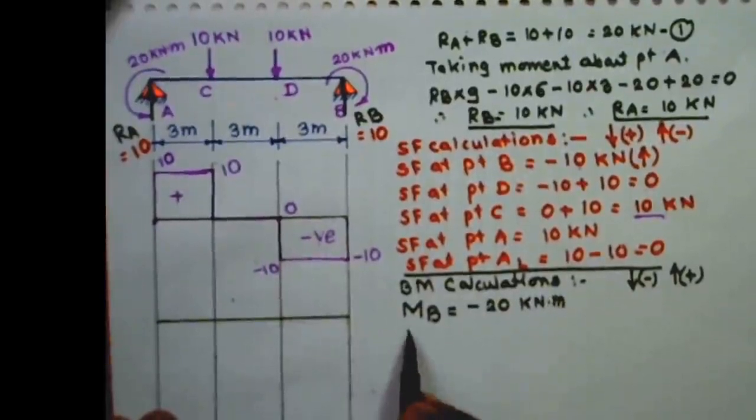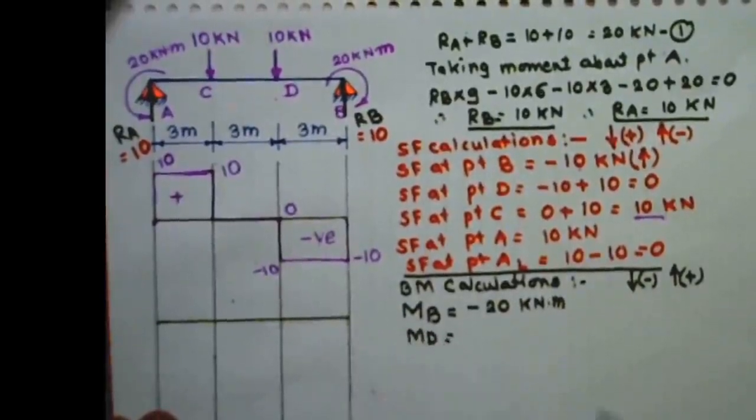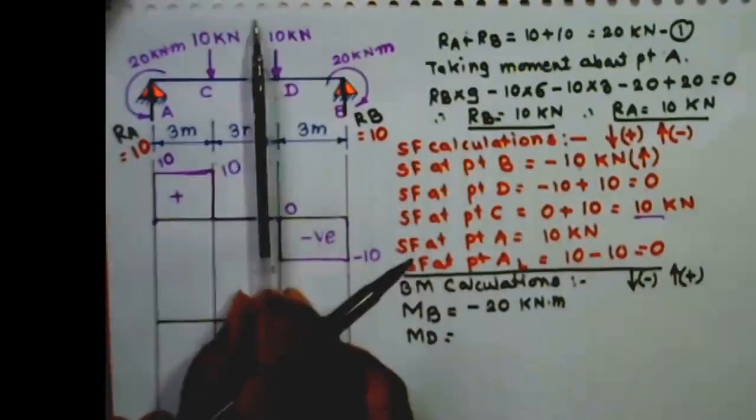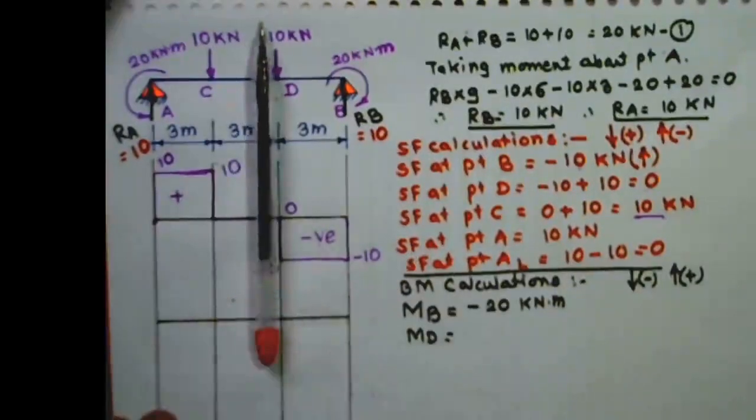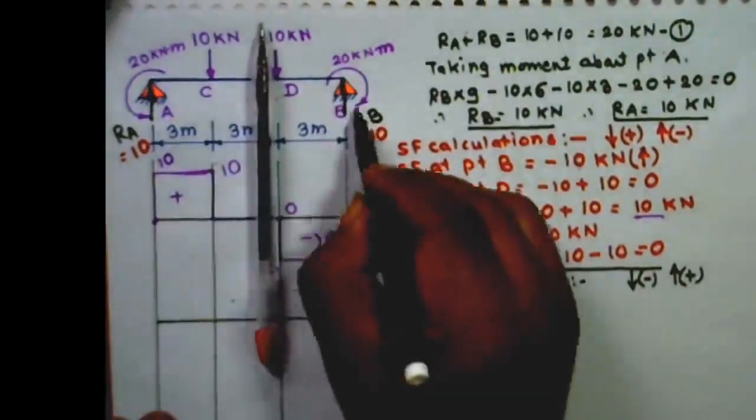Next we will calculate the bending moment at point D. Take a section at point D. At point D, on the right hand side, RB and a 20 kilonewton meter moment are acting. RB is acting upward, so it gives an anticlockwise moment, RB times its distance up to point D, that is 3 meter, minus 20, which is acting clockwise.